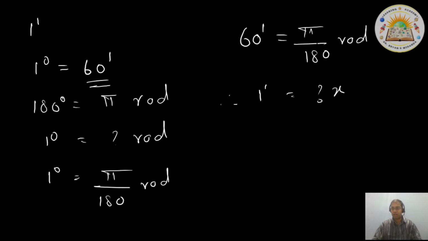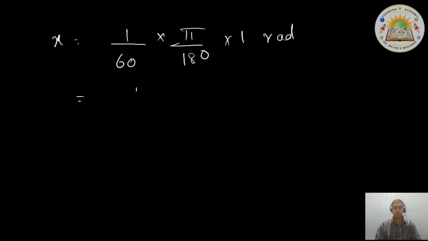We can do the product here. If I take this as x, just like last time, I will have pi by 180 into 1 minute is equal to 60 minutes into x radians, or x is going to be 1 by 60 into pi by 180 into 1 radian, which is pi by 10,800 radian.